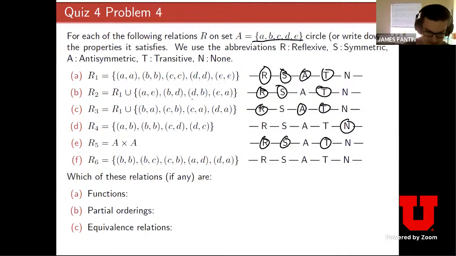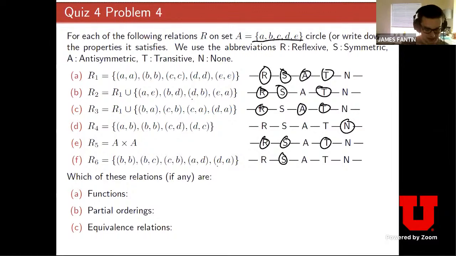And then for R6, it's not reflexive. (A,A) is not in the relation. We can check if it's symmetric. (B,C) is in the relation and (C,B) is. (A,D) and (D,A) are in the relation, so it's symmetric. It's not antisymmetric because (C,B) is in the relation and (B,C) is in the relation. And then it's not transitive. (A,D) is in the relation, (D,A) is in the relation, but (A,A) is not in the relation. So this is just symmetric.